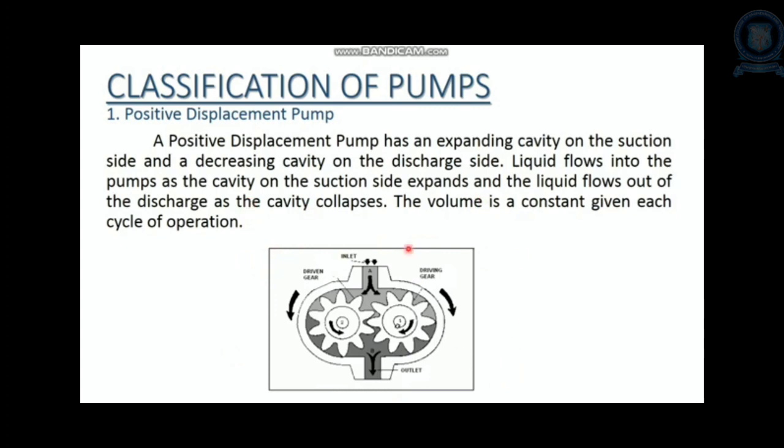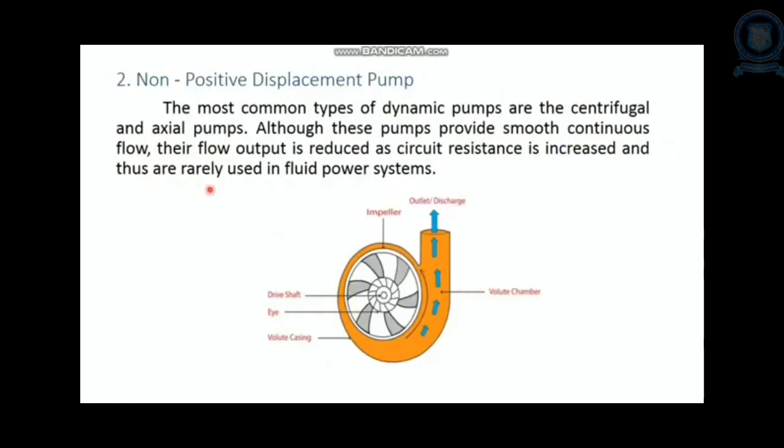Then we can see the non-positive displacement pump. The most common types of dynamic pumps are the centrifugal and axial pumps. The non-positive displacement pumps are also called dynamic pumps. An example of this type is the centrifugal pump. Although these pumps provide smooth continuous flow, their flow output is reduced as circuit resistance is increased and thus they are rarely used in fluid power systems.